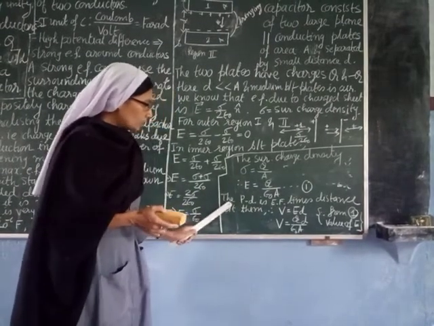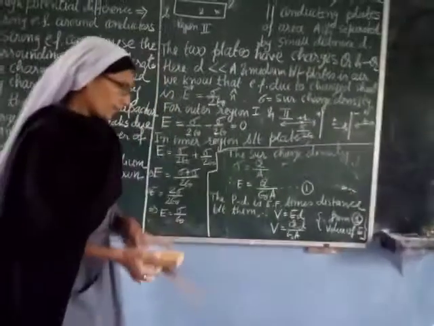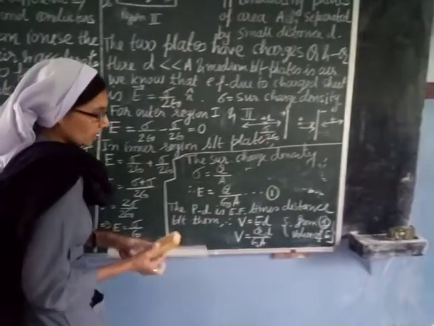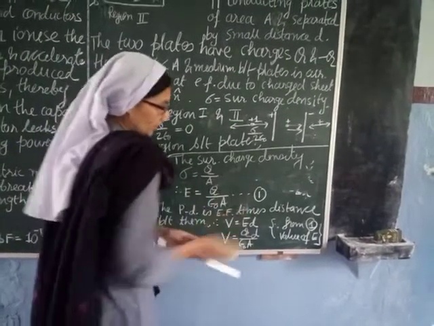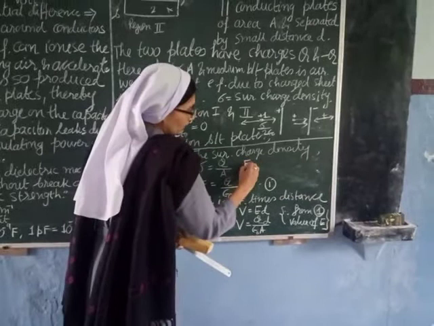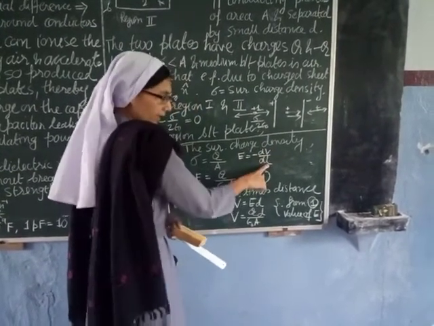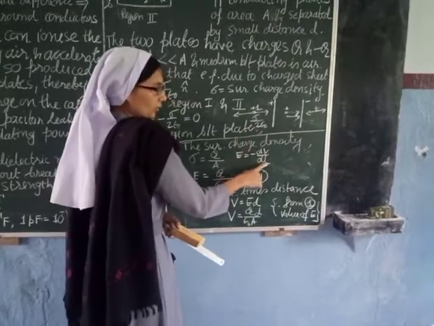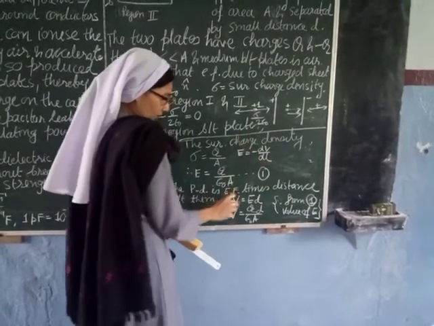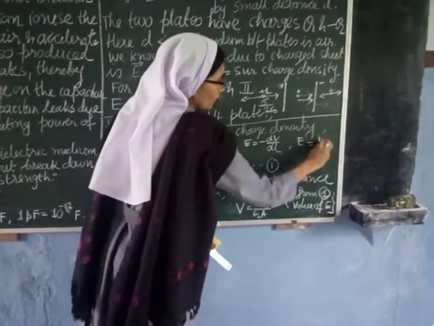Now the potential difference is electric field times distance between them. We have studied in chapter 1 the relation between field and the potential: E is equal to minus dV by dl. Then we have taken distance between two equipotential surfaces as L. Here I have distance between the two plates D. So I will write E is equal to V by D.